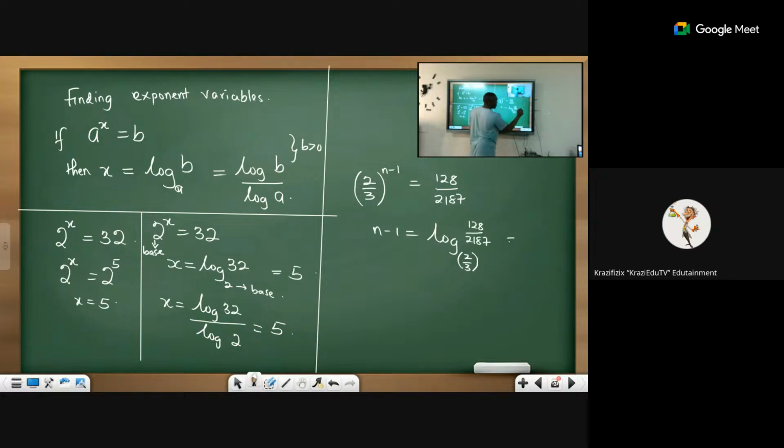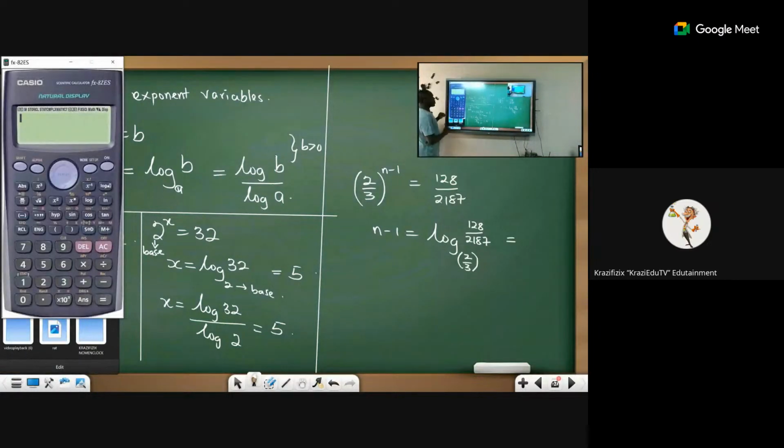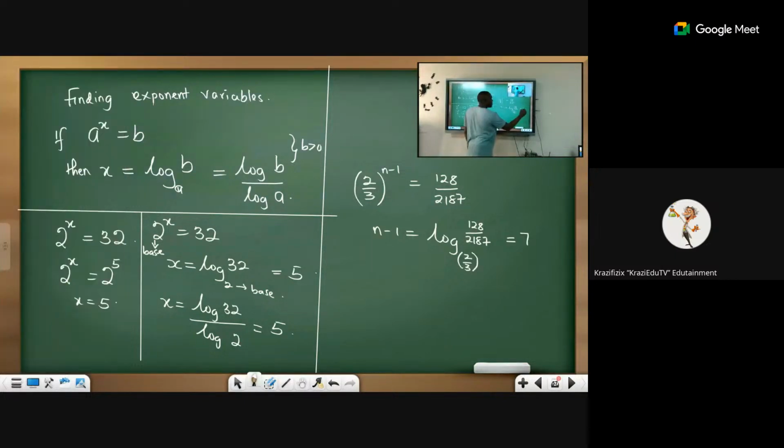Okay, let's do it together. Get a calculator. You can use any one you want now, right? But let's use this one. 2 over 3, close bracket. What do we have there? 128 over, was it this one you used? Yeah. 7. So n minus 1 equals 7.